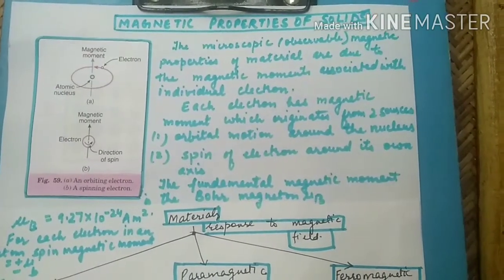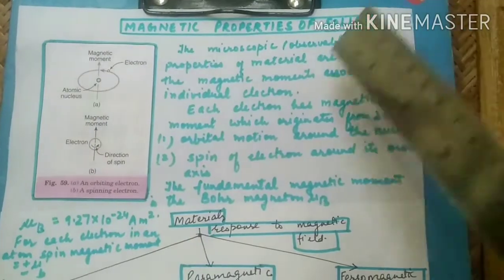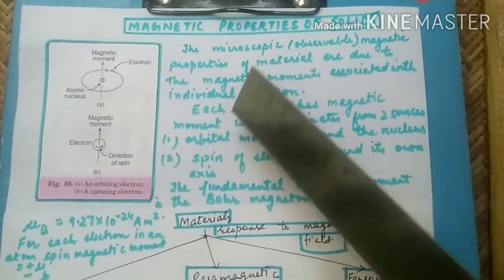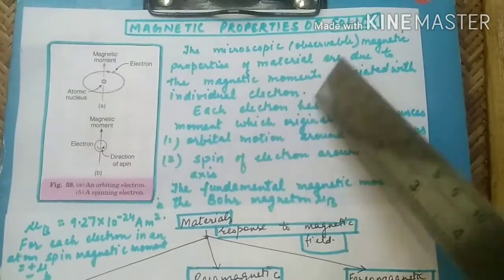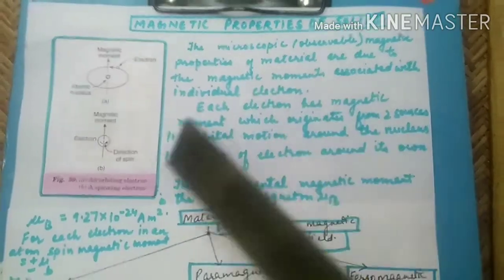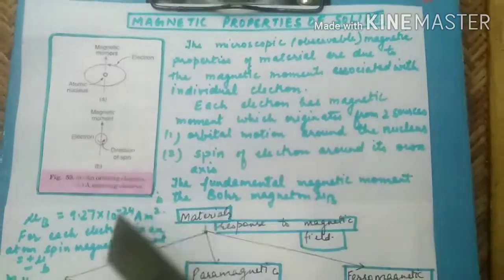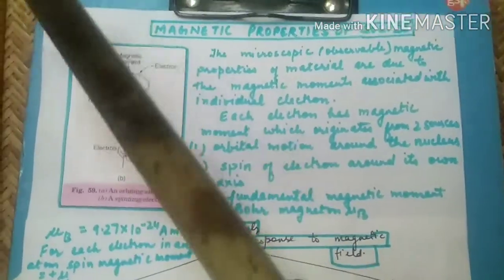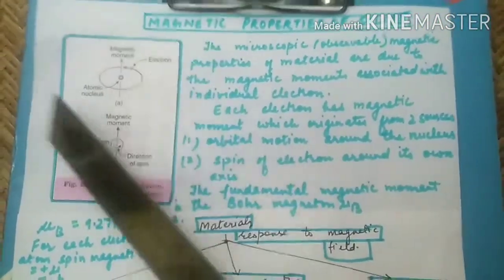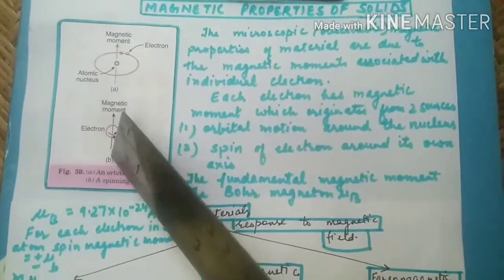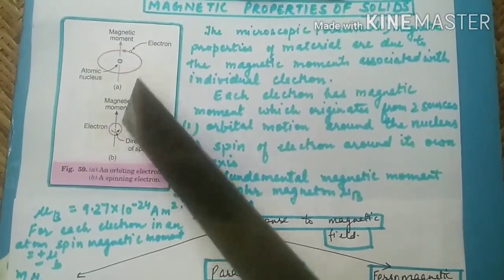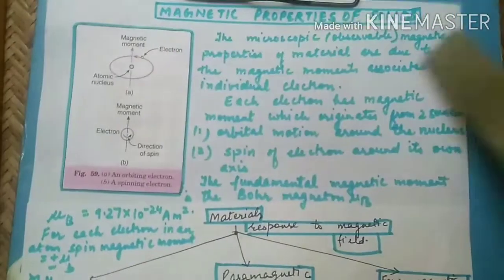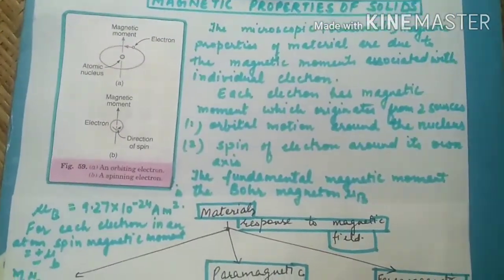The microscopic observable magnetic properties of any material are due to the magnetic moments associated with individual electrons. Each electron has a magnetic moment which originates from two sources: the orbital motion of the electron around the nucleus and the spin of the electron on its own axis.